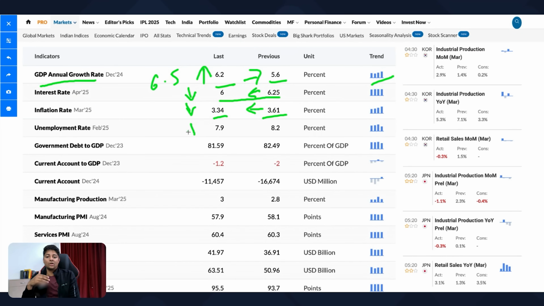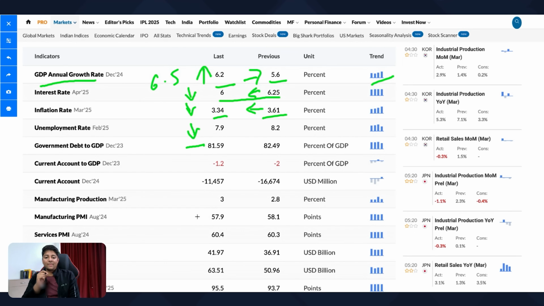Unemployment rate has also gone down. As you can see, the previous was 8.2 and the last is 7.9. So again, this looks very, very interesting, right? So these are the things that we need to look at. Government debt to GDP ratio is also something we should look at. And I'll also talk about more indicators towards the end of the episode, which are again very, very important.